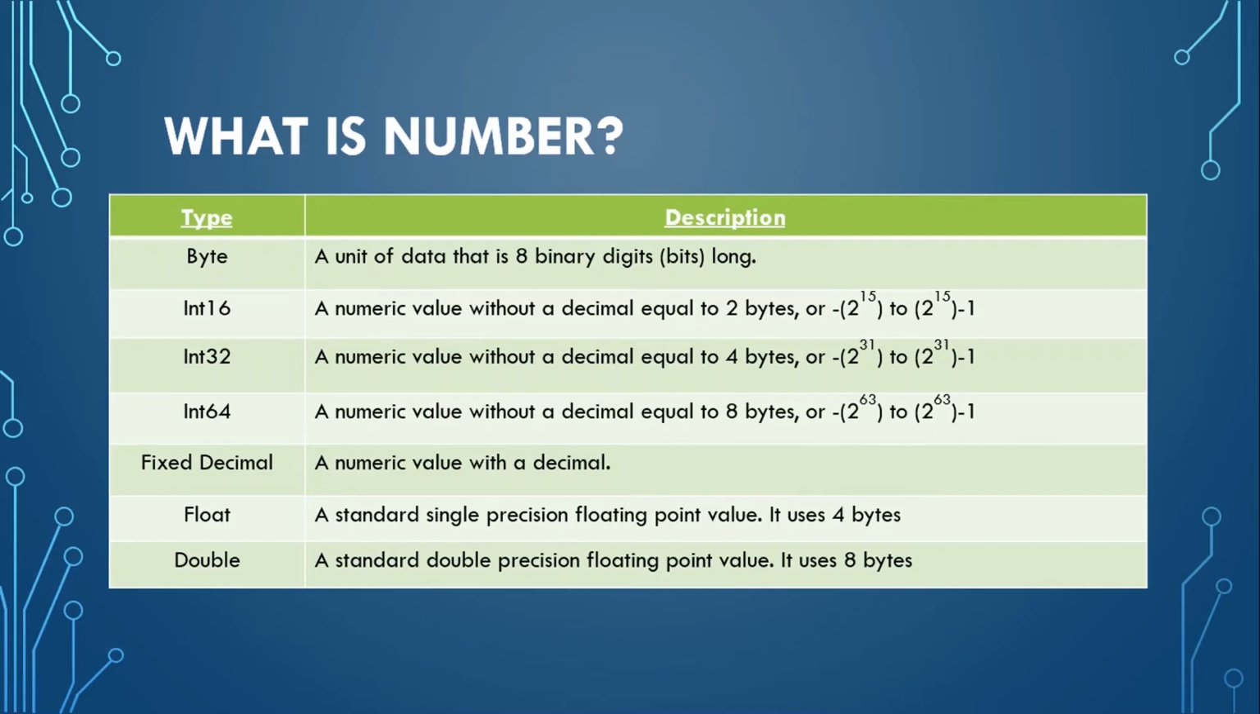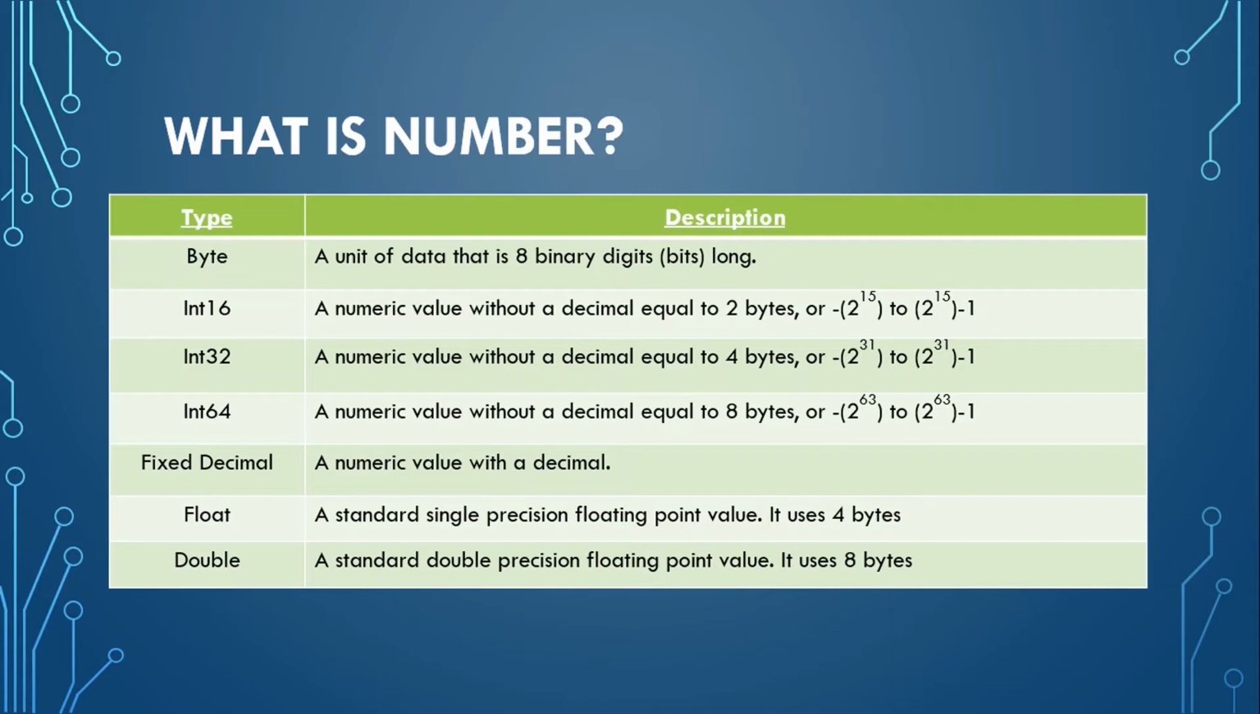Now, another number type is fixed decimal. By the name of that data type, you can identify that it contains a numeric value with a decimal. Another type is float, which contains single precision floating values. It uses 4 bytes. And the last number data type is double, which contains the double precision floating point. It uses 8 bytes of memory.